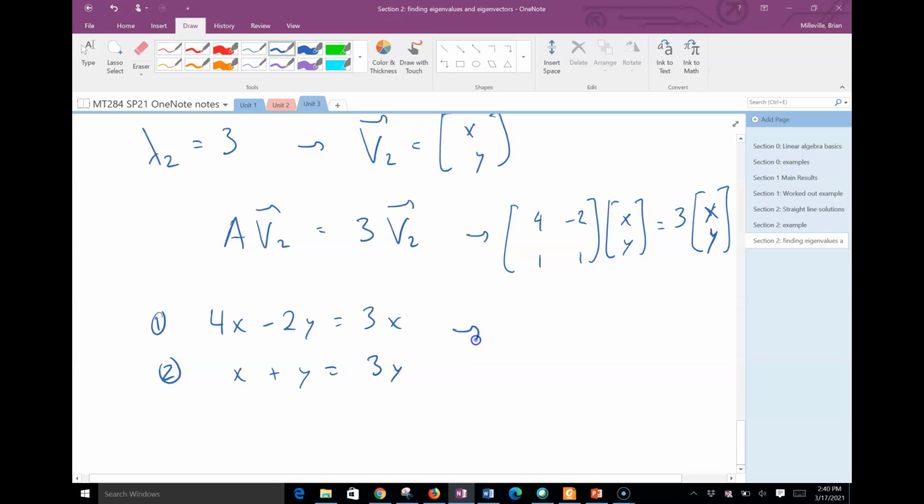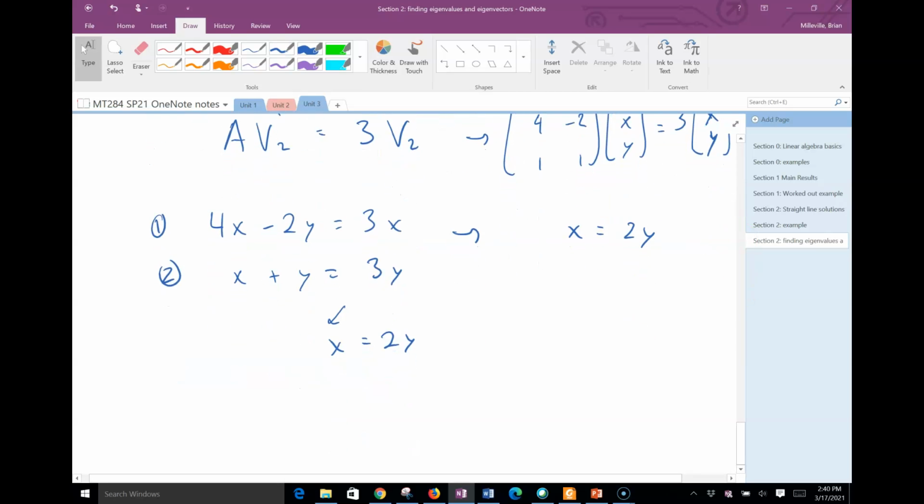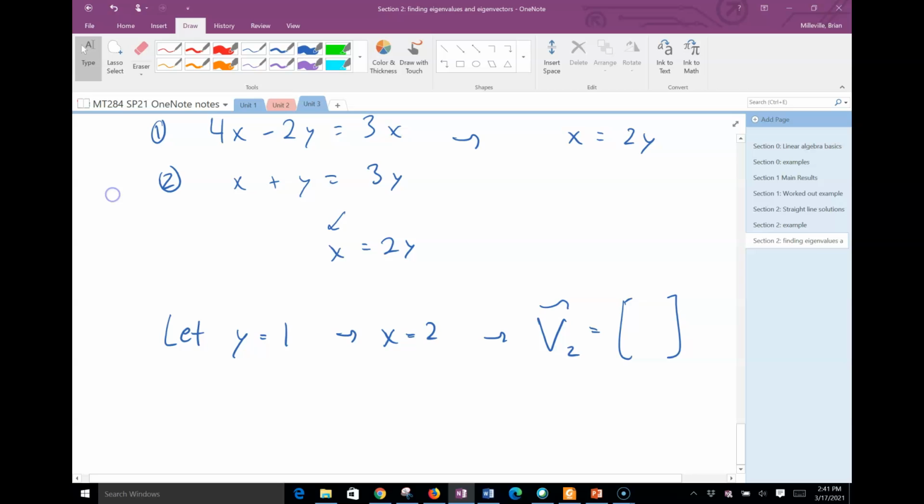And then we isolate one of the variables in these equations. Now, if we subtract 3x and add 2y to both sides, we get the equation x equals 2y. In this case, for the second equation, if we just subtract y from both sides, we get the same result. So we're led to the same equation for both of these. And just for time's sake, I've put the result down below. We're just going to pick y to be 1, and if we do that, we get the vector 2, 1.